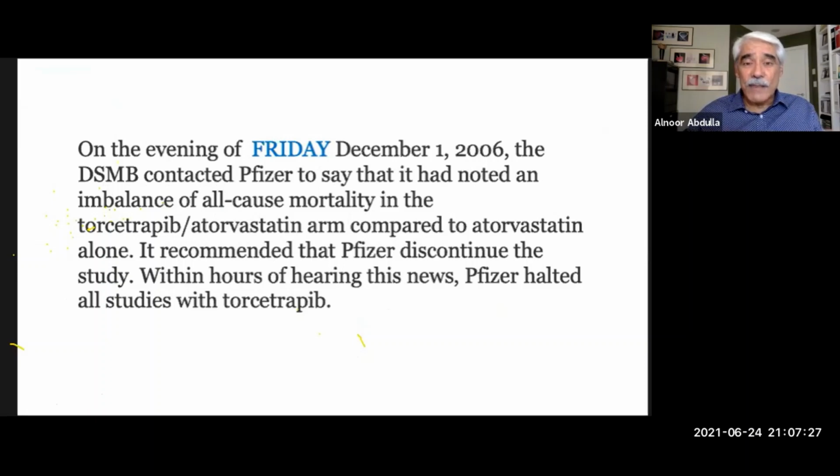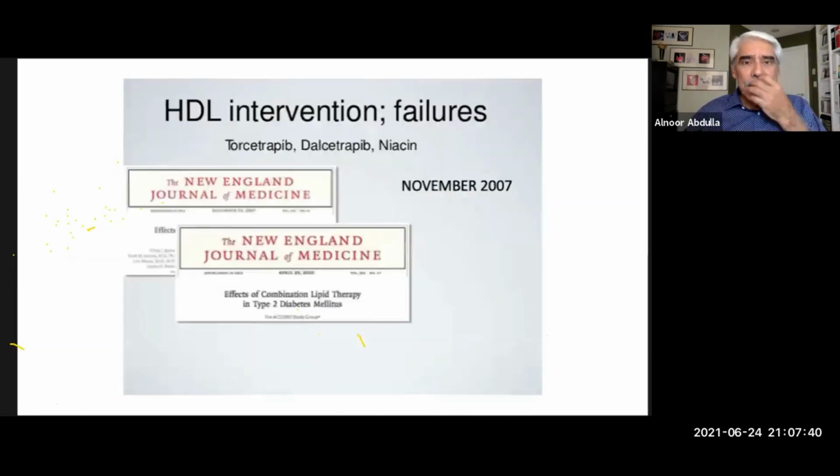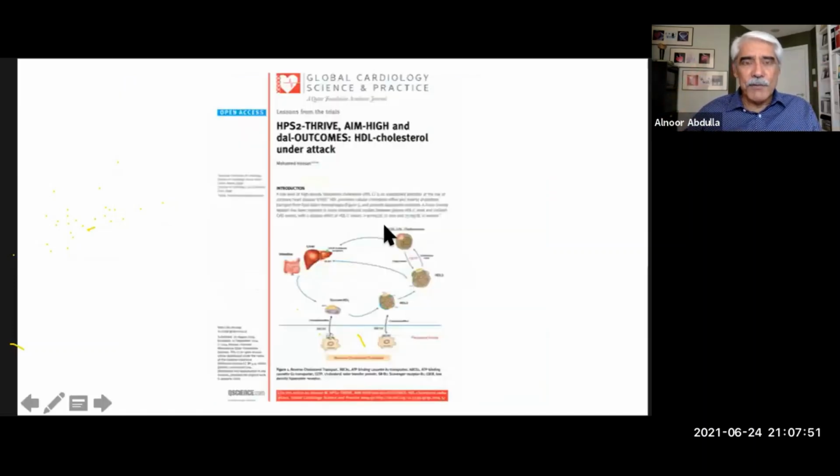So there went the CETP inhibitors, HDL raising drugs. That was on the 1st of December. The New York Times picked it up and reported it on the 5th of December. And the New England Journal took a year, into November of 2007, to report the findings in these peer-reviewed journals. And the non-peer-reviewed open access journals also started to say there is no benefit in raising HDL.